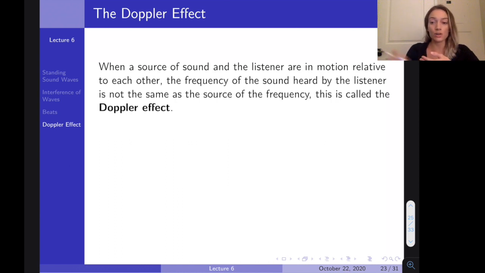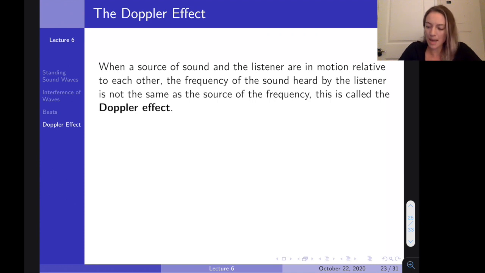And this is true also if the siren was still and you were moving closer to it. You would hear a higher frequency as you got closer and then a lower frequency as you got farther away. So this actually affects all kinds of waves. We're going to see when we do electromagnetic waves that there's also a Doppler effect for electromagnetic waves.